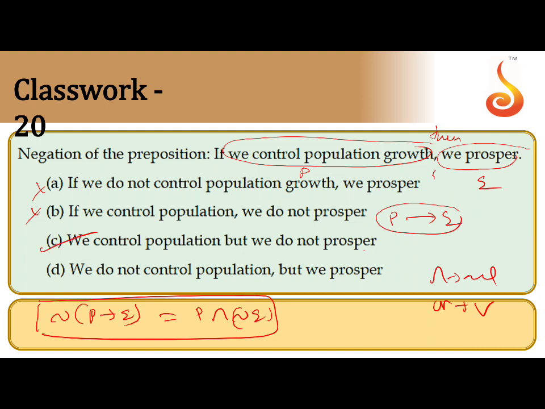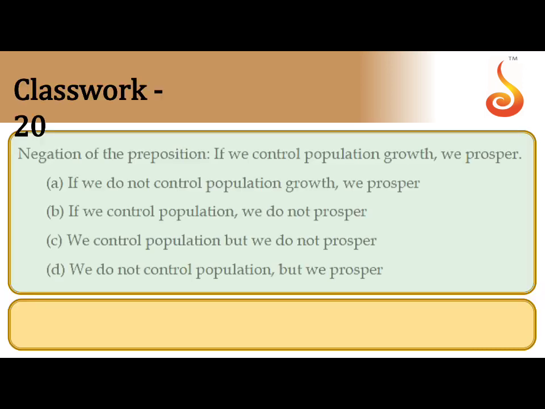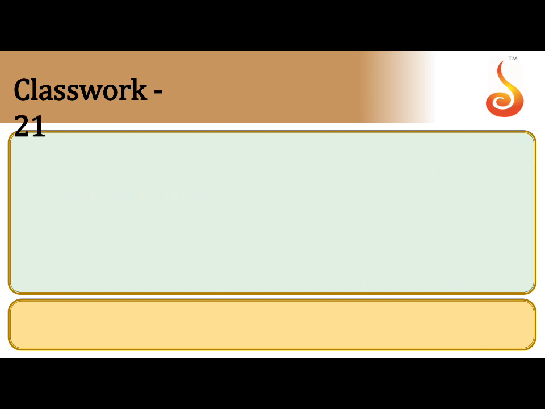Option C is correct. You should not use if, because here there is no implication. If there is implication, you can get an if-then condition. Here there is no implication, so you should check normally. We control the population but we do not prosper. That is the answer. I hope this one is clear. The next question.